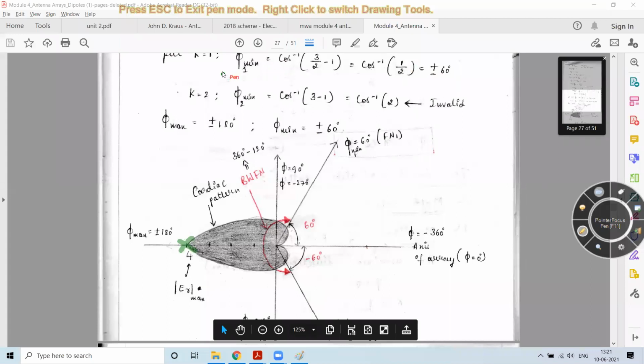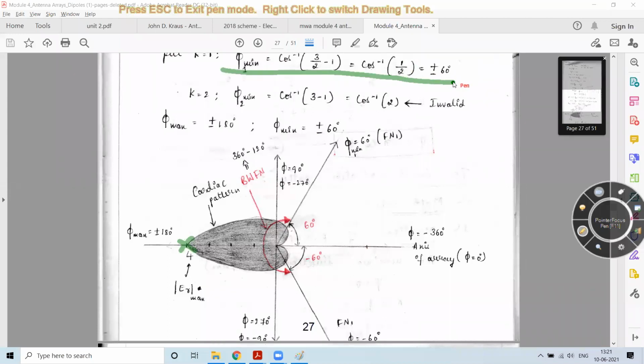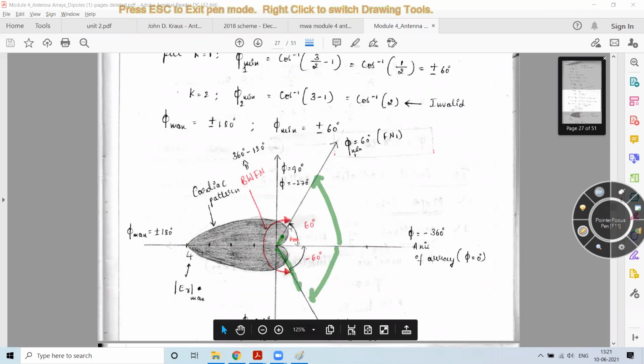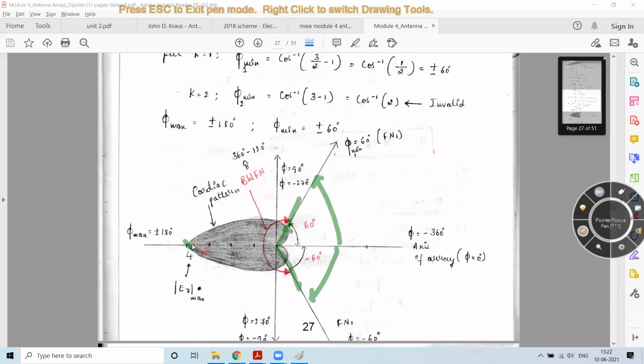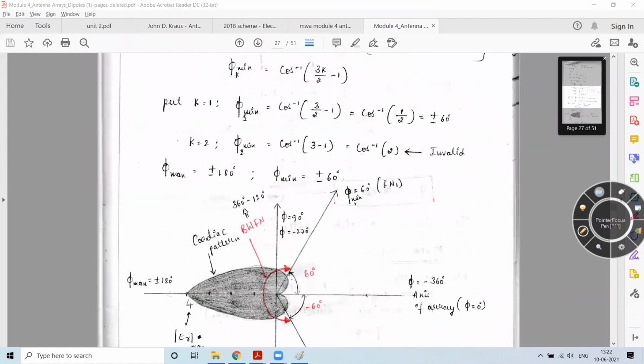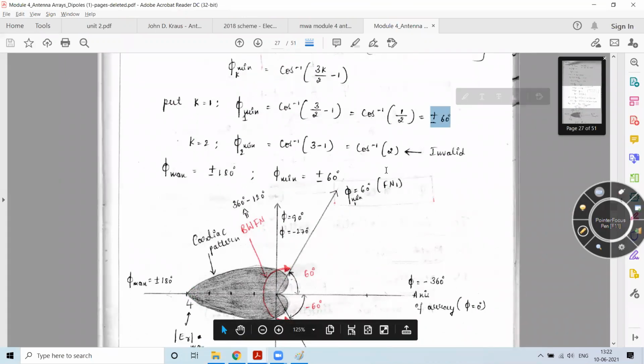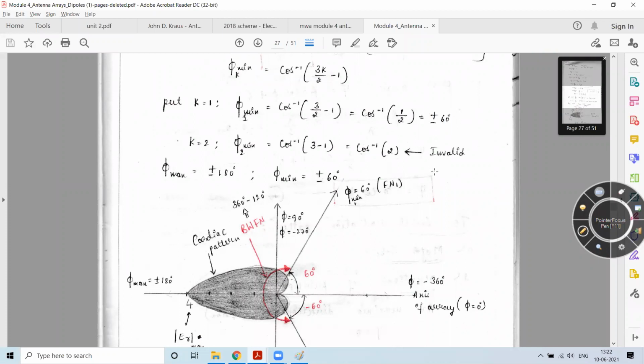Now where is the side lobe present? If you observe here, along phi equal to plus minus 60 degrees, I am having a side lobe. If I measure plus 60 degrees and minus 60 degrees along this direction, I'll have a value which will be lesser than this peak value. So this is actually acting as a side lobe. Here, I am not having any side lobes apart from these two angles. I am having a minimum along these two angles.